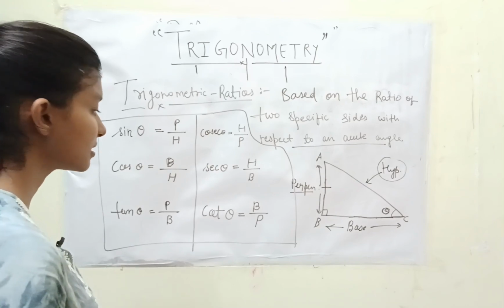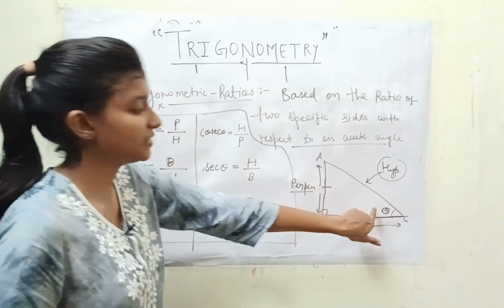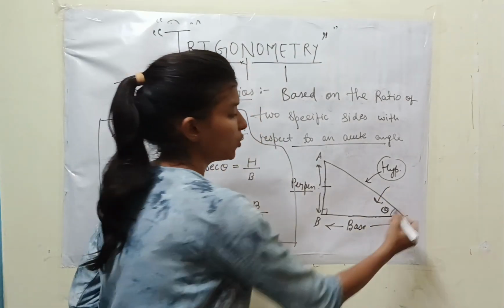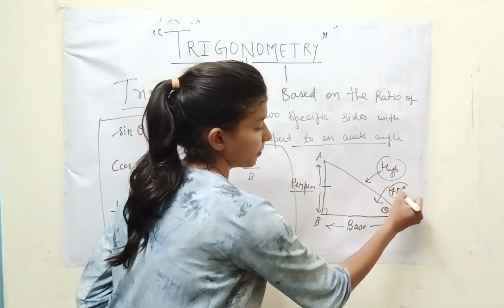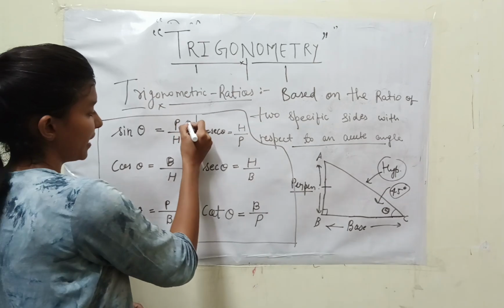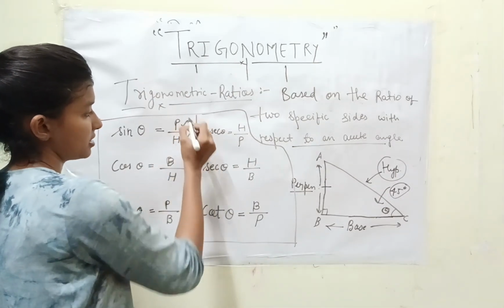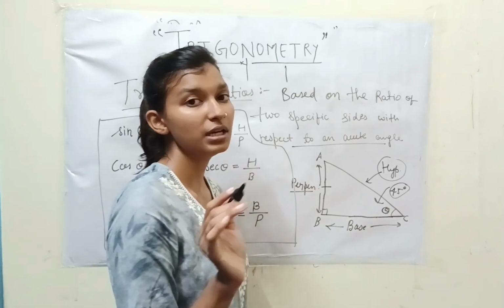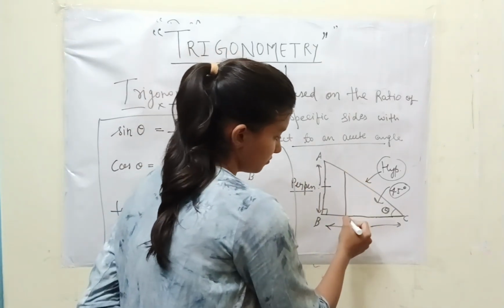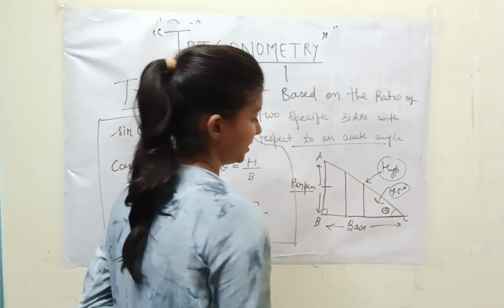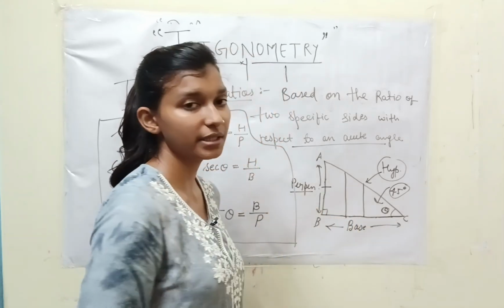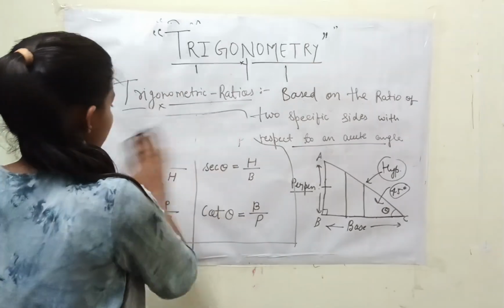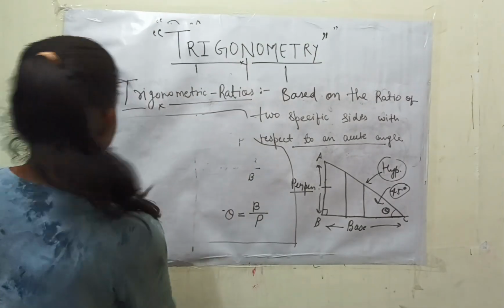So how does it work? For some specific theta, it means for some specific measure of an angle, suppose 45 degrees, the ratio of perpendicular and hypotenuse is the same. The size of the triangle doesn't matter. Why doesn't it matter? We can study this with this example.